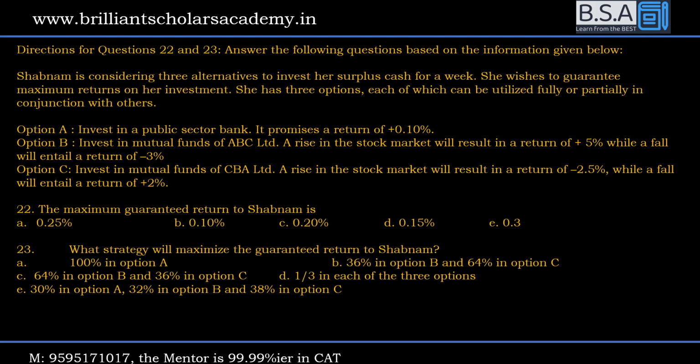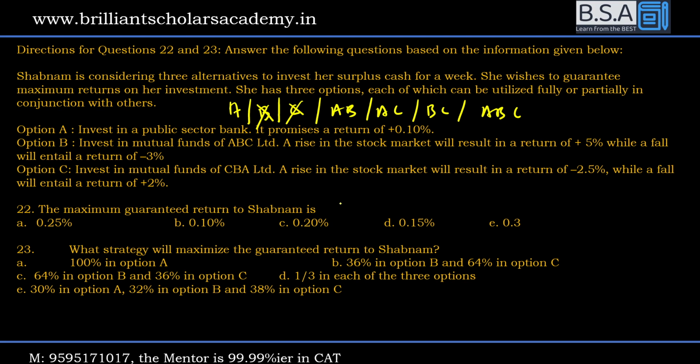How many ways can Shabnam do this? Put all money in A, put all money in B, put all money in C, or put money in AB, put money in AC, put money in BC, put money in ABC. She has got 7, 8 options. Can I say putting all money in B and all money in C is not a choice? Because the market can go up or go down.